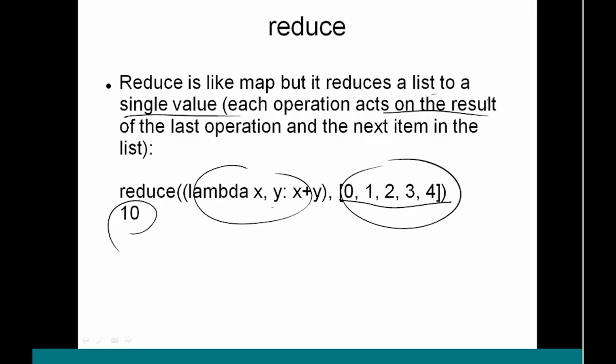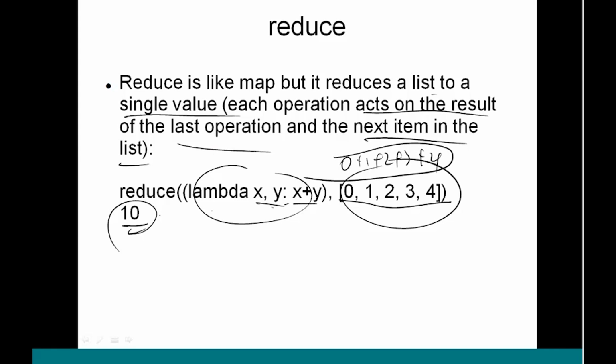Each operation acts on the result of the last operation and then the next item in the list. So here we say lambda x, y: x plus y. Basically the first one is 0, and then it adds plus 1 plus 2 plus 3 plus 4, and the final result is 10.